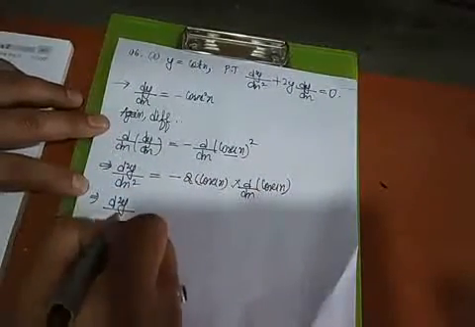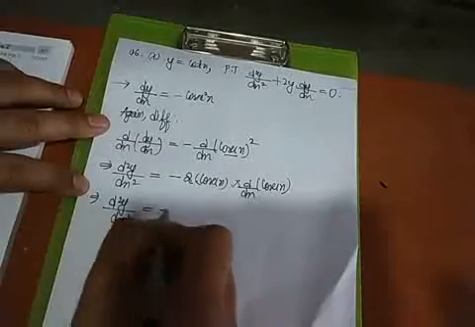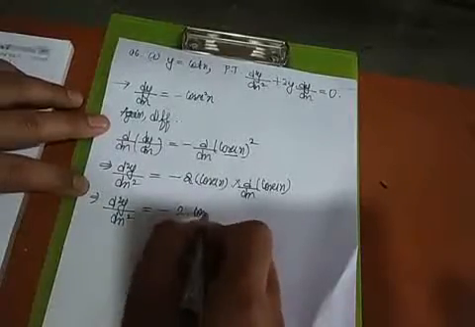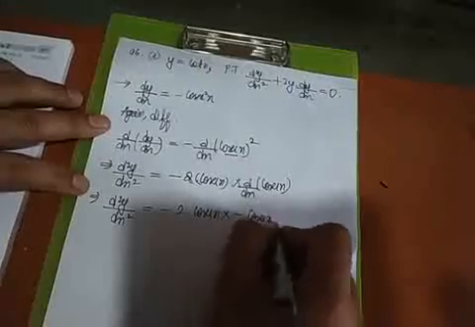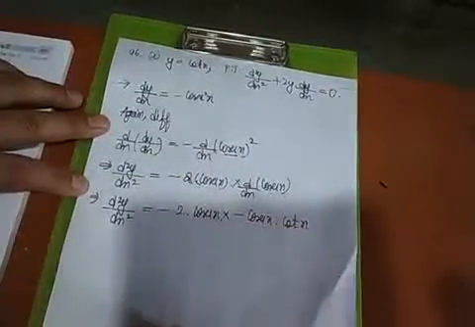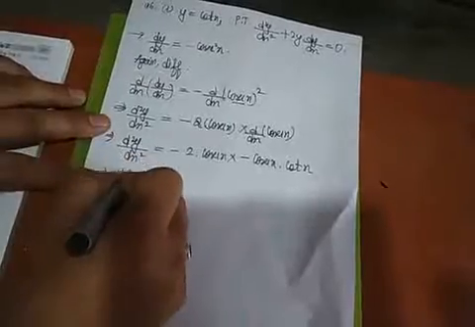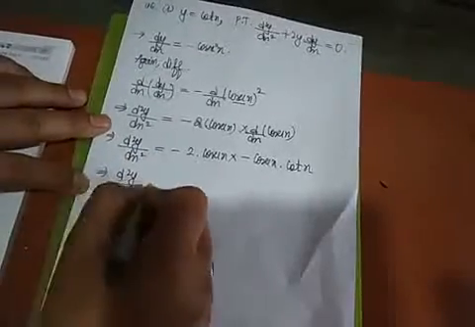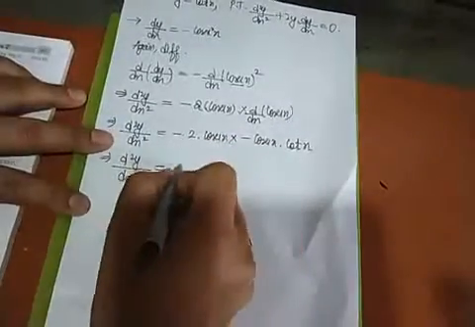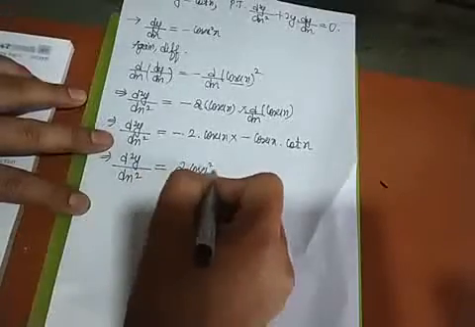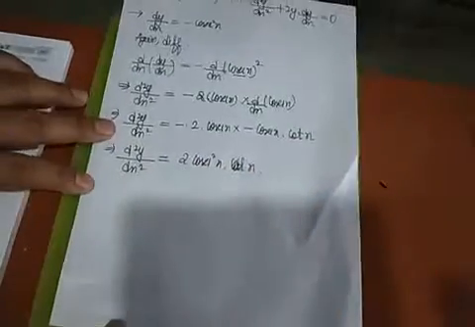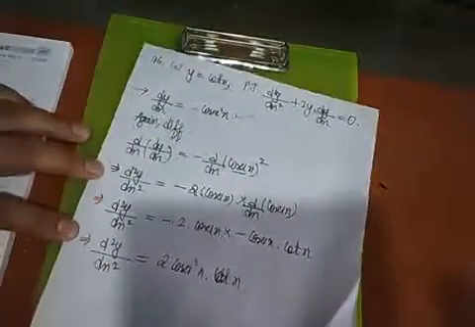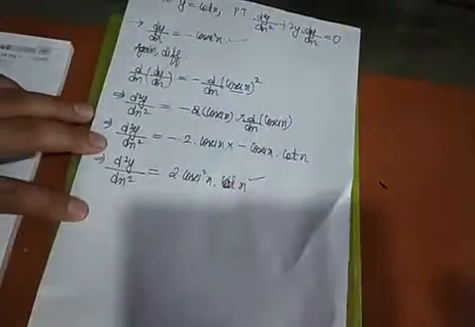So d2y by dx square is equal to minus 2 cosec x, which is already there, times the differentiation of cosec x, which is minus cosec x into cot x. Everywhere it's a multiplication sign. So the value for d2y by dx square is minus and minus plus, 2 cosec square x into cot x. This is the value for the first order derivative, and this is the value for the second order derivative.